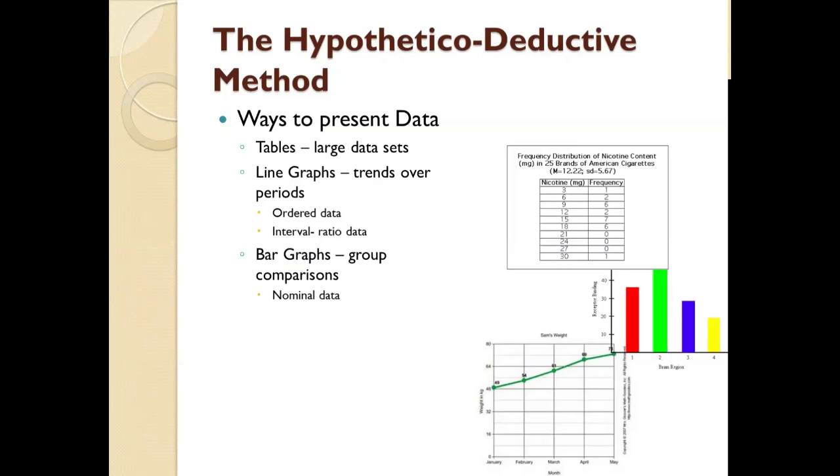So, a couple things to note here. Tables are great for very large data sets that are self-explanatory or for interval ratio information. Okay, so we're looking at this table example. We can see the 25 brands of American cigarettes and how much nicotine they have.